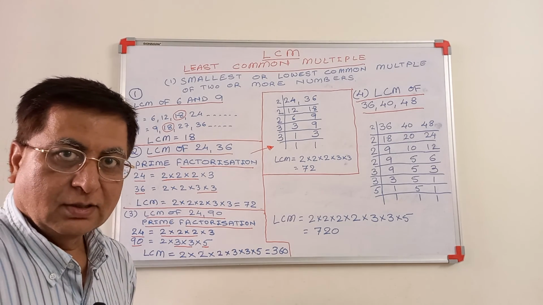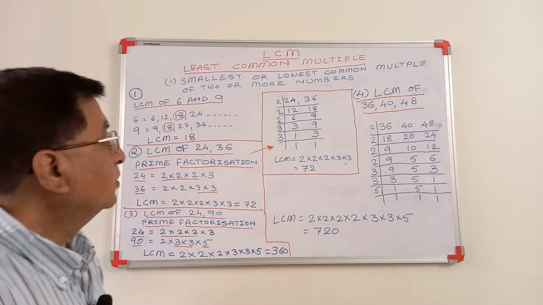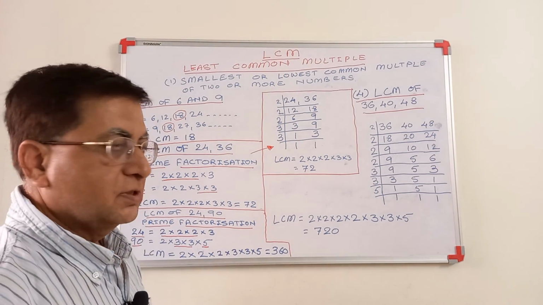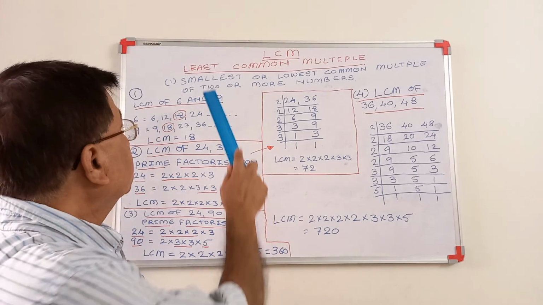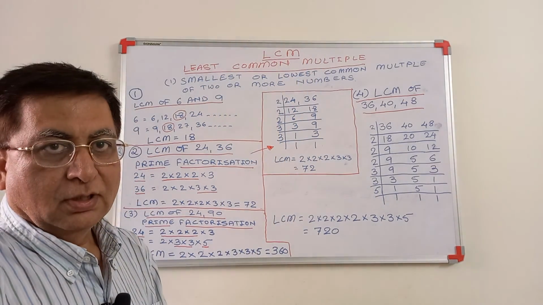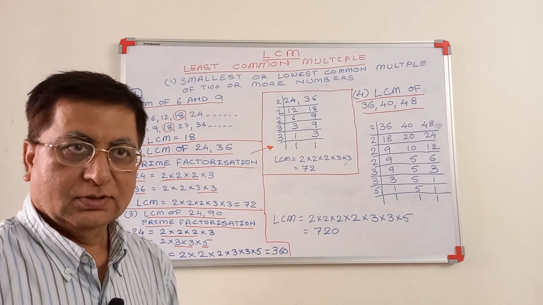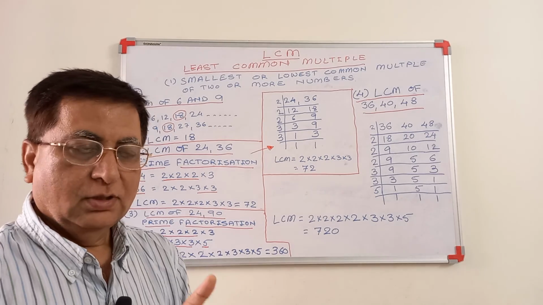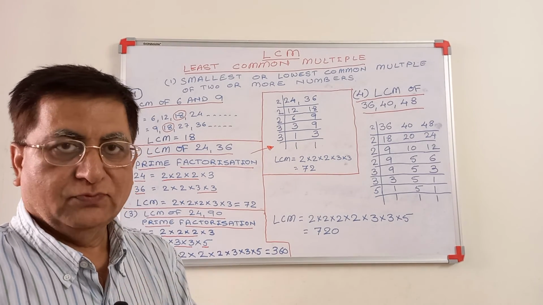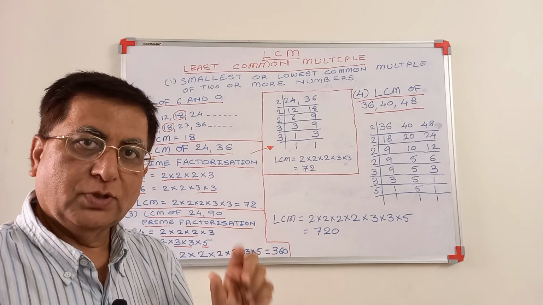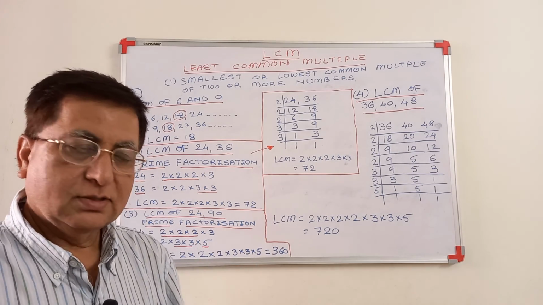In the previous video we have seen how to find greatest common factor. In this video we are going to see LCM, which is the least common multiple. What is least common multiple? Least common multiple is the smallest or the lowest common multiple of two or more given numbers. So basically when you find the multiples of two, three or more given numbers, the smallest common multiple you get becomes your LCM.